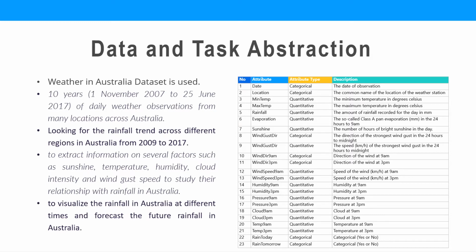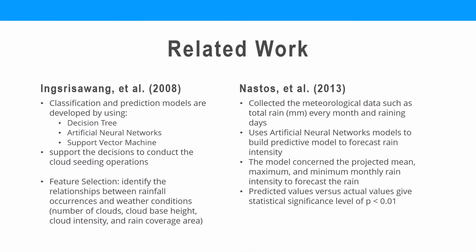rainfall in Australia. Back in 2008, Sri Sawang and the team conducted a study to produce classification and prediction models which use decision tree, artificial neural networks and support vector machine to forecast rainfalls to provide extra input to the Thailand government on their cloud seeding operation. Feature selection is used to identify the relationship between rainfall occurrence and other weather conditions attributes such as number of clouds, cloud base height, cloud intensity, and rain coverage area.